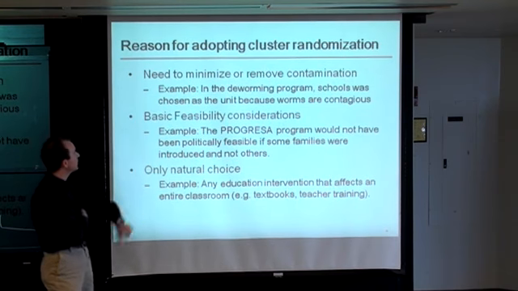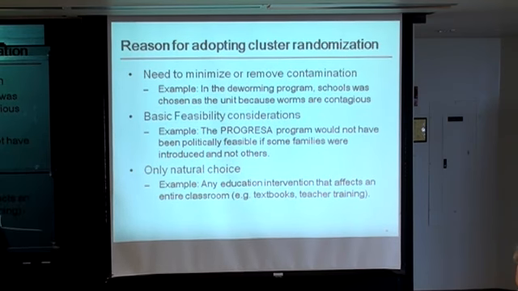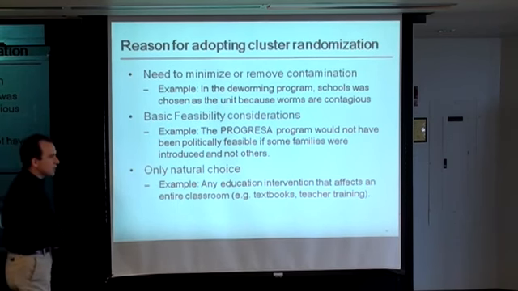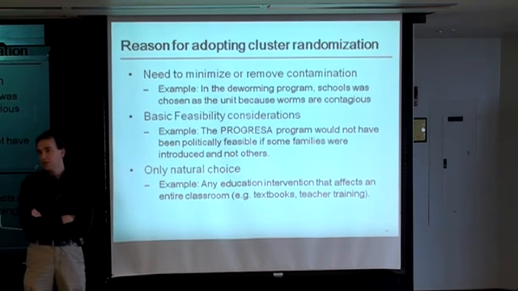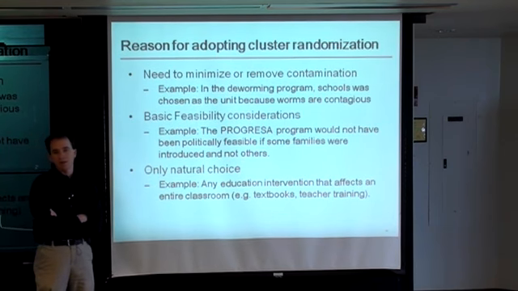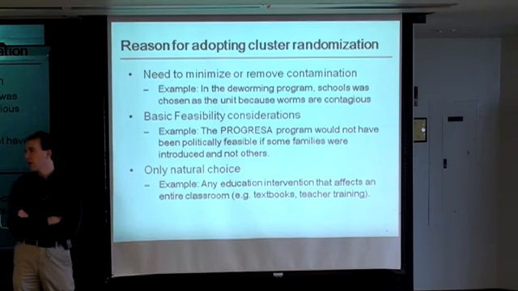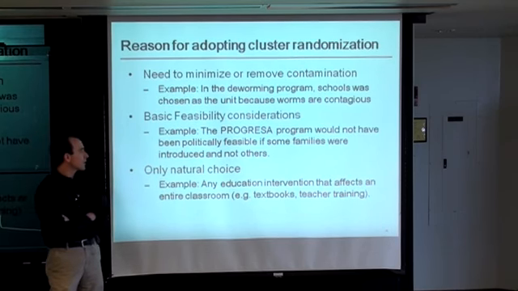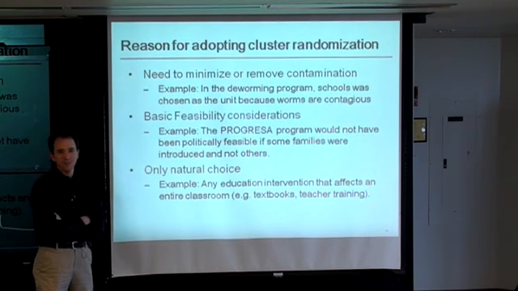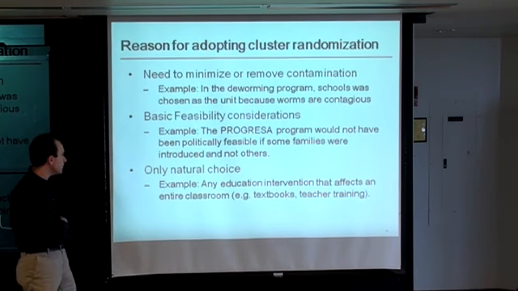Another reason is feasibility considerations. It's often, for a variety of reasons, not feasible to give some people the treatment and not others. Sometimes within a village, it's hard to make some people eligible for a program and others not. It's just sometimes hard to treat people in the same place differently. And so that's often a reason why we do cluster randomization.